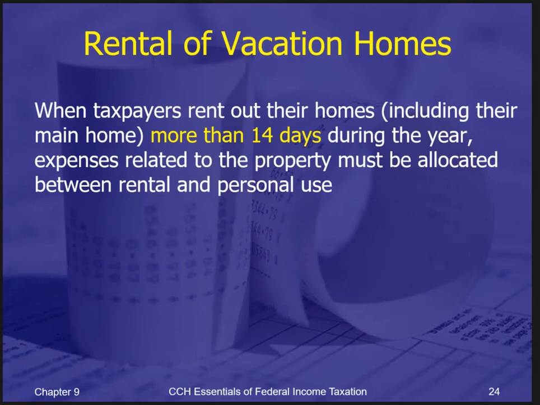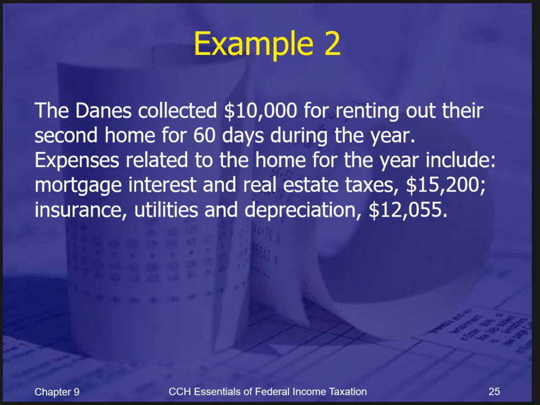Now we're talking about allocating the cost between the rental part of the property and the personal use. Okay, so if we collected $10,000 for renting out the second home for 60 days during the year, we have to report the $10,000, right? We get to deduct part of the mortgage interest and taxes, and part of the insurance, utilities, and depreciation. Remember, when there was no income, there were no expenses for these three. But now that there is income, we could deduct part of this, not all of it, but part of it.